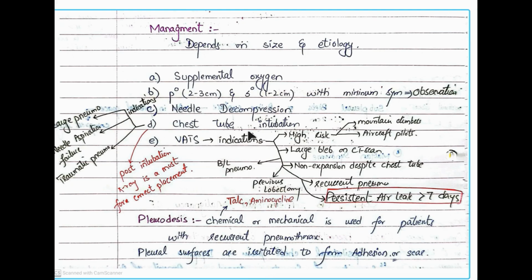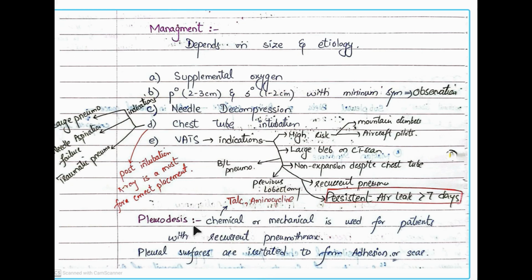In case of chest tube, if there is a large pneumothorax, if the needle aspiration has failed, or there is a traumatic pneumothorax, then we will go with a chest tube initially. An important step is that a post-insertion X-ray is used to identify the correct placement of the chest tube.